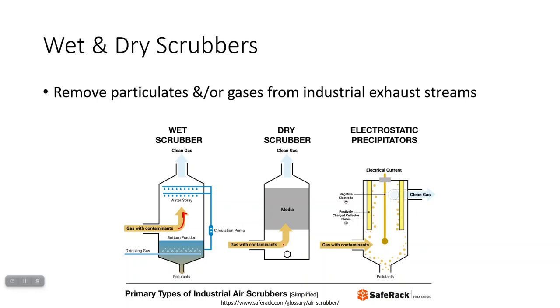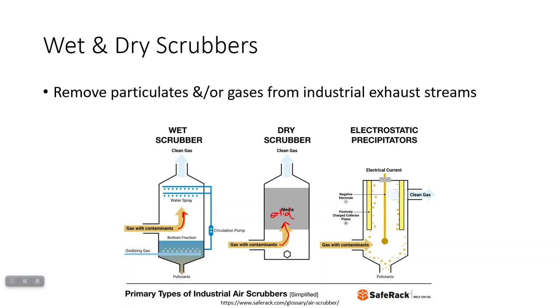Another way is you have gas with contaminants coming in a dry scrubber, which involves no water. It has to go through some sort of, I'm assuming, solid or maybe particulate media material, something that will absorb some of the harmful compounds or at least block their passage. And then the gas, as it passes through, is released cleaner.